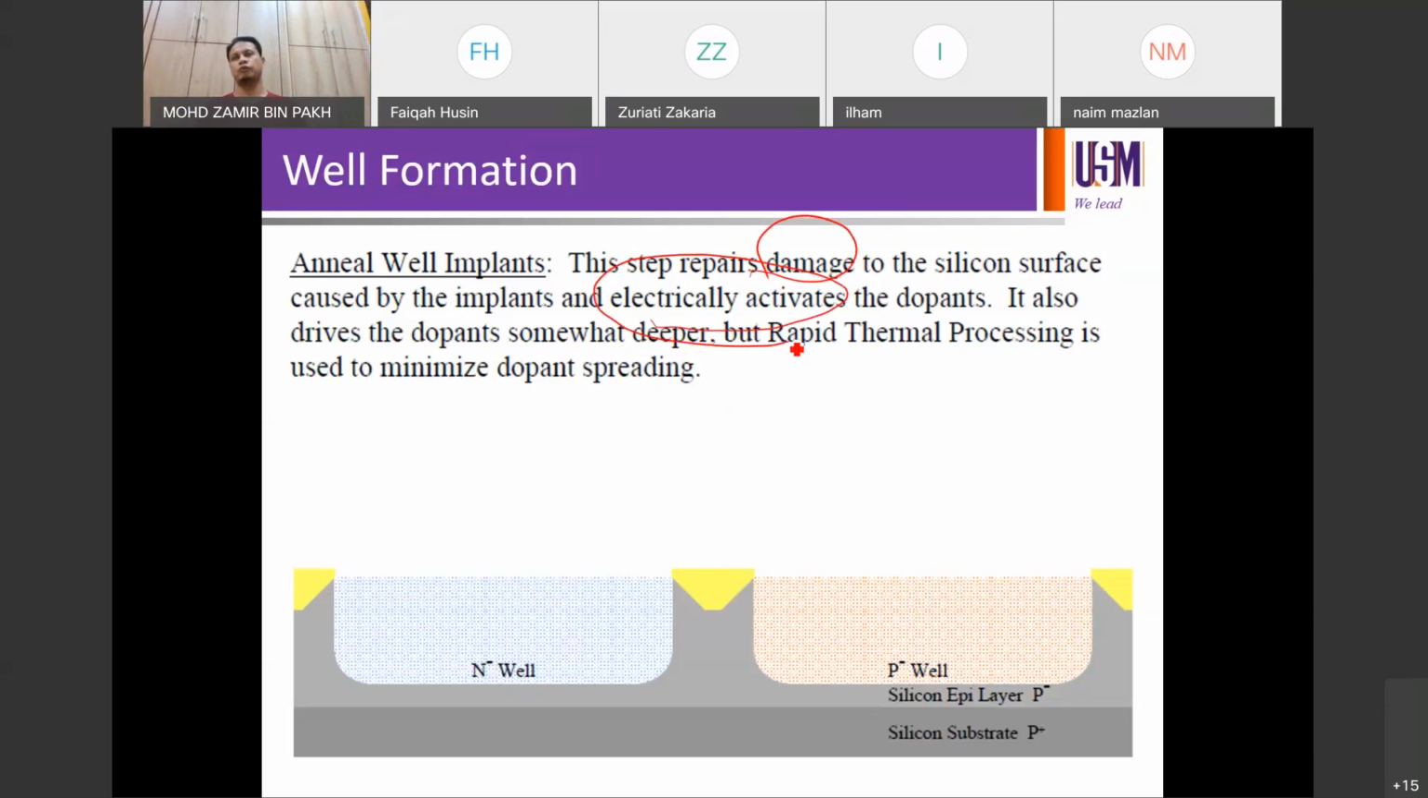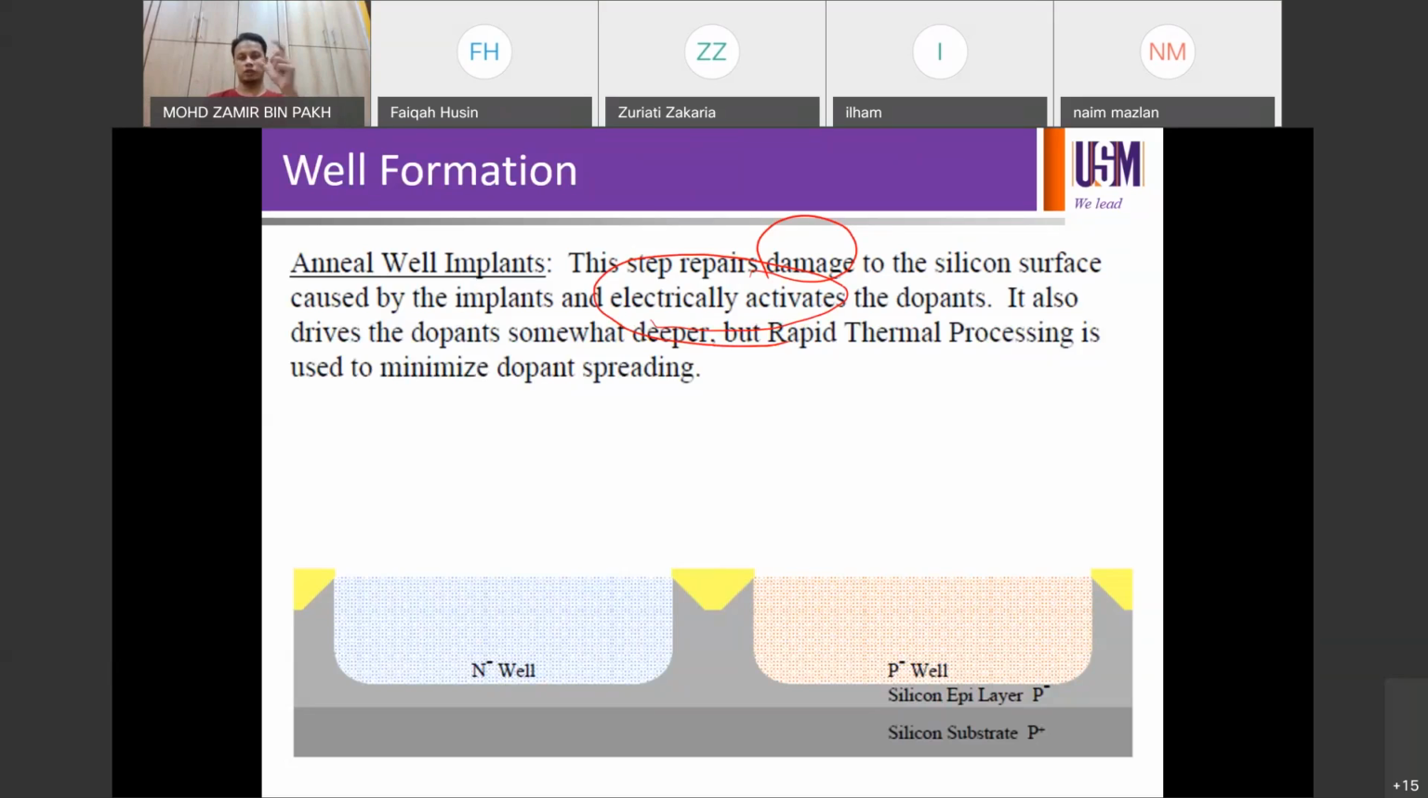So remember, when you diffuse or implant dopants, whether P-type or N-type, boron or phosphorus, if you don't activate the dopants in the silicon, they will just stay there in the lattice doing nothing. They will end up as defects. Meaning you put in boron, you put in phosphorus, it will just stay there, but it doesn't contribute to conduction at all.